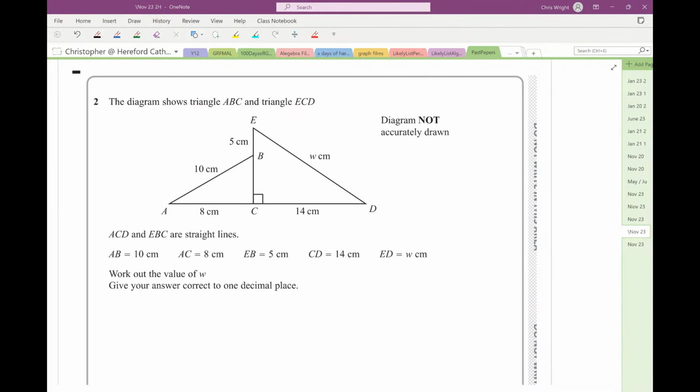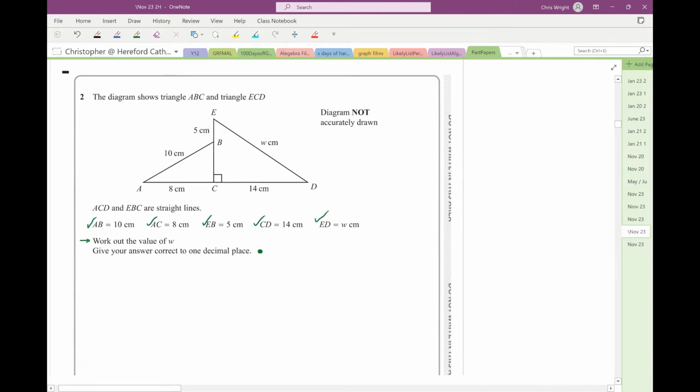Question 2. The diagram shows triangle ABC and triangle ECD. Now I'm looking at right-angled triangles here, so I'm thinking Pythagoras or SOHCAHTOA. Let's have a look. Now I've been given lots of information here. AB is 10, well that's marked on the diagram. AC is 8, that's marked. EB is 5. Now careful, that's just that bit, isn't it? EB is 5. CD is 14, yes, that's marked, and ED is W, yes, that's marked. Work out the value of W, give your answer correct to 1 decimal place.